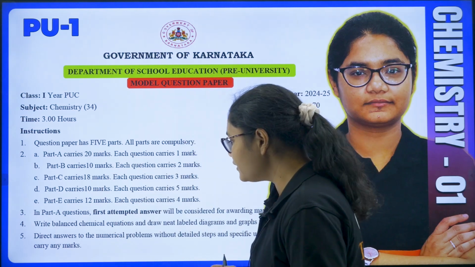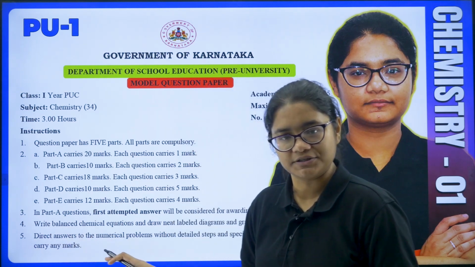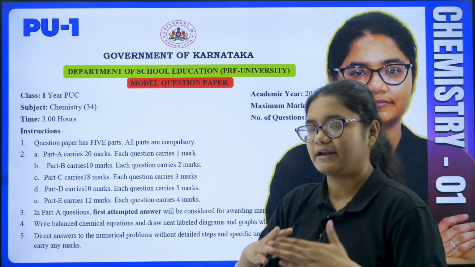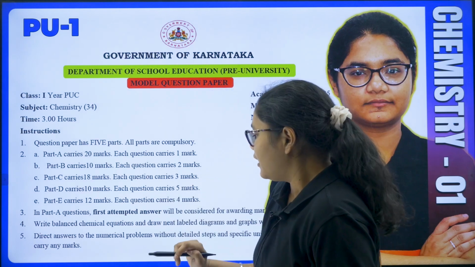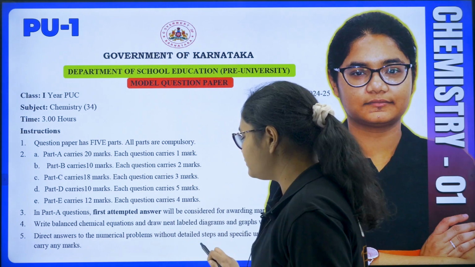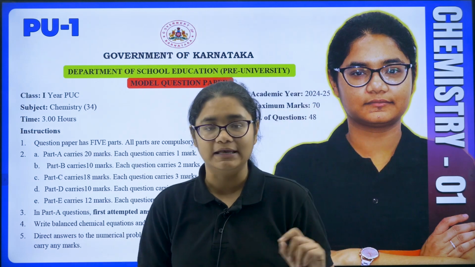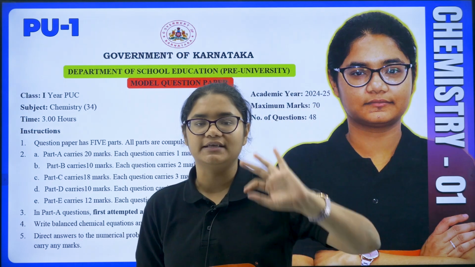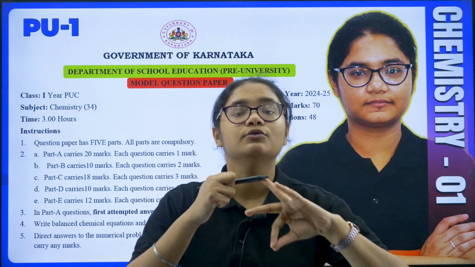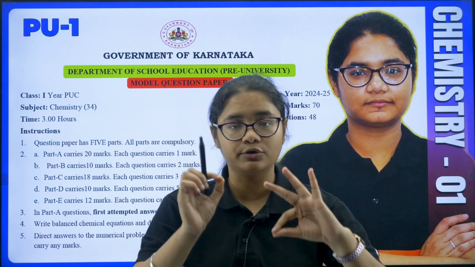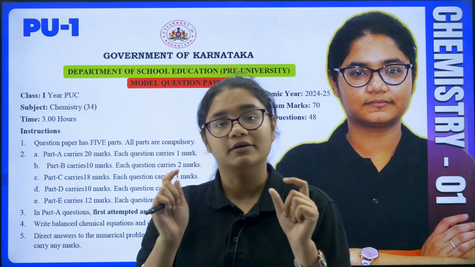Now, chemical reactions: generally you have to write the balanced chemical equations. And if you have to draw any diagram or any graph, you have to label it as well. Direct answers to the numerical problems without detailed steps and specific units will not carry any marks. So whenever any numerical is there, you have to follow 3 steps. First, you have to write the formula. Second, you have to substitute the values correctly. Third, you have to write the answer with units.